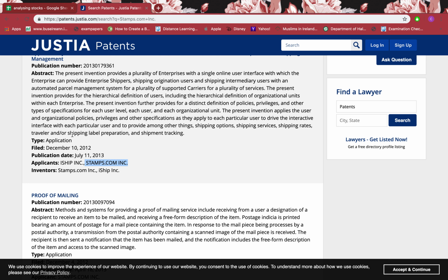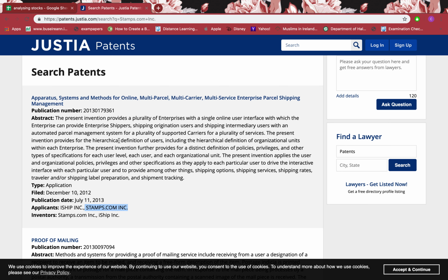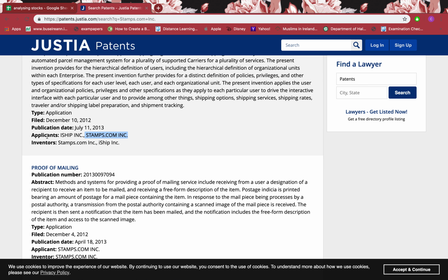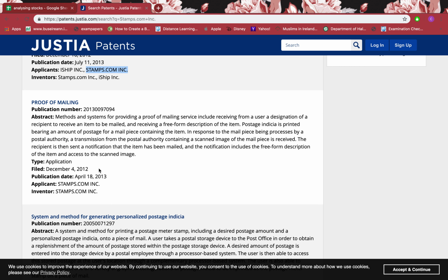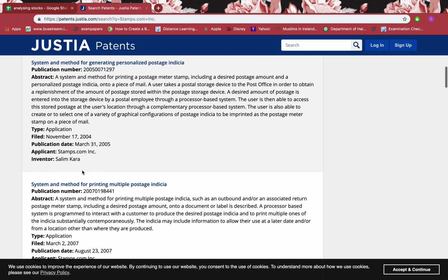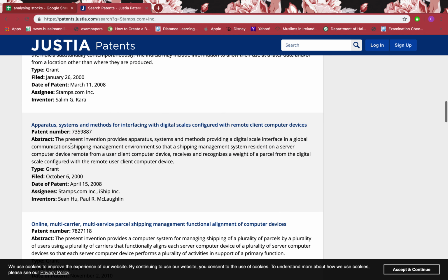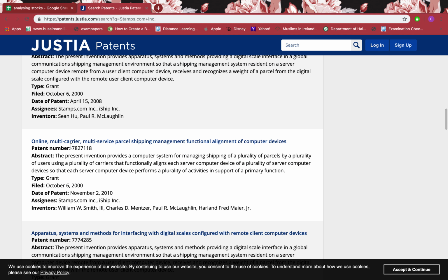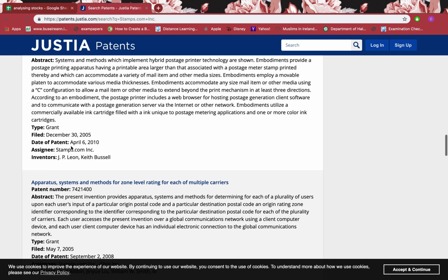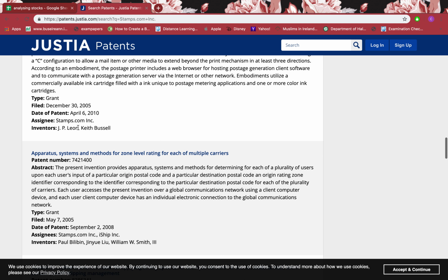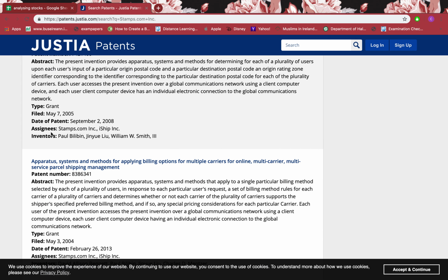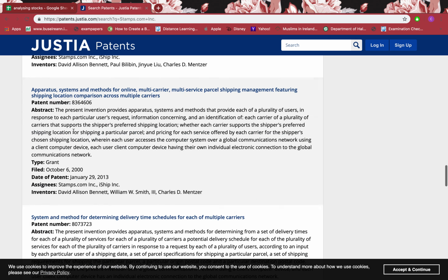Okay, so this is one patent, and there are two applicants, but we are just interested in this one. So yes, it has a patent in 2012. Then in December 2012, yes, it filed a patent. Then 2007, 2005, and so on. So we are also interested in assignee and applicant.